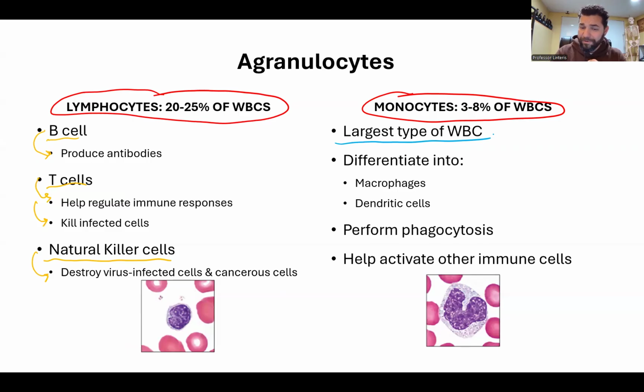Monocytes, as stated, are the largest. And the two different types we have are macrophages and dendritic cells, right? And I said they perform phagocytosis, and they can help present antigens, if you will, to other immune cells. So they help in the whole immune cascade.